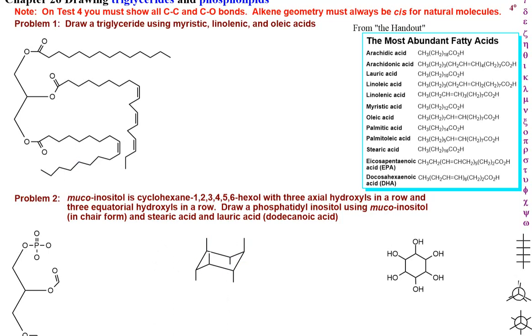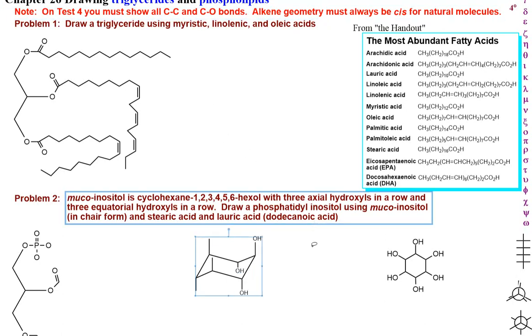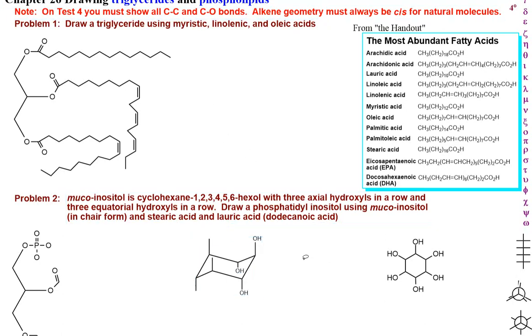And over here, it says this mucoinositol has 3 axial hydroxyls in a row. I'll do those here on the right side. Axial OH right here, and here, and here. And make the molecule a little bigger and the writing a little smaller. And there we have it.